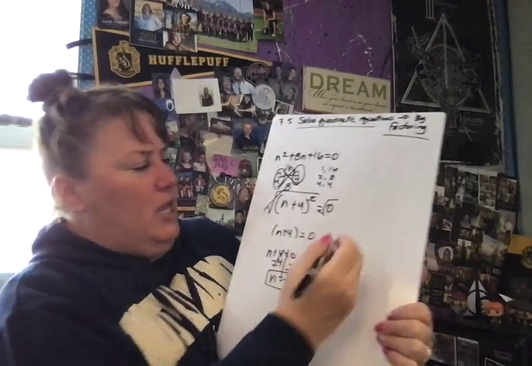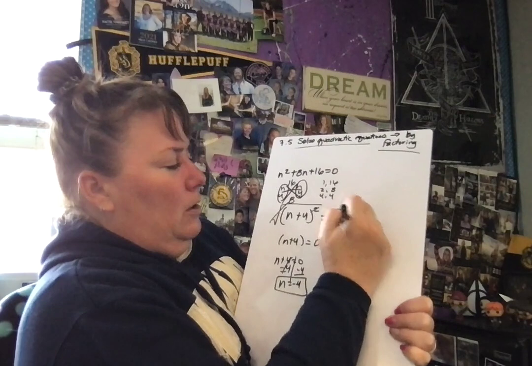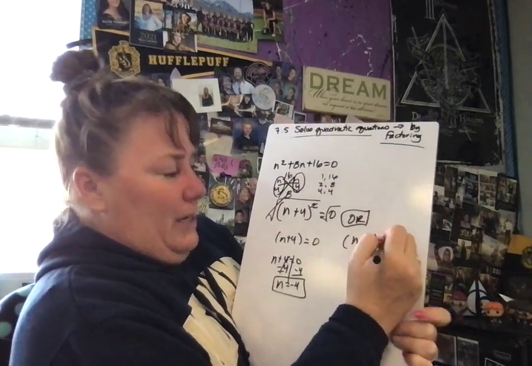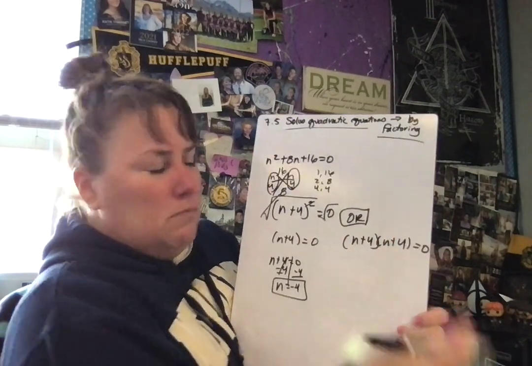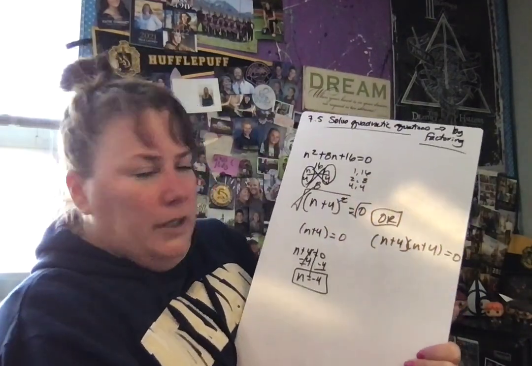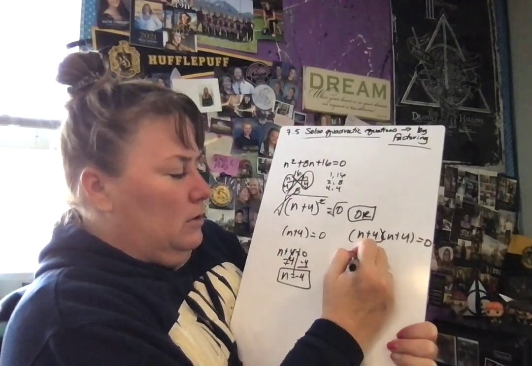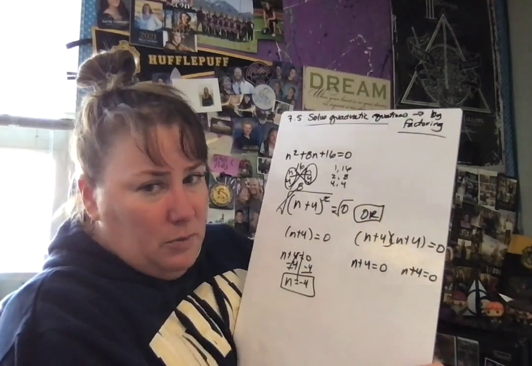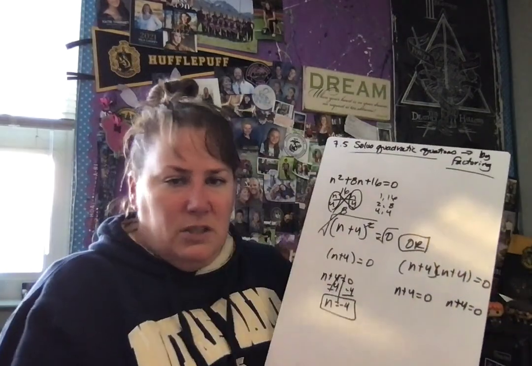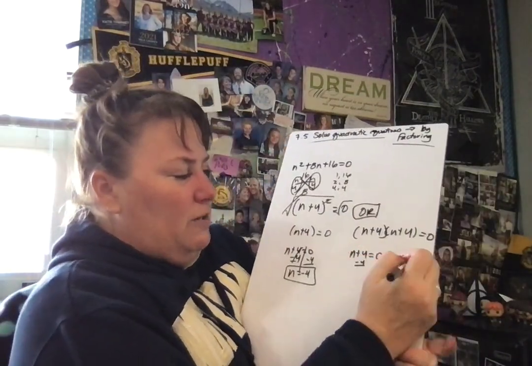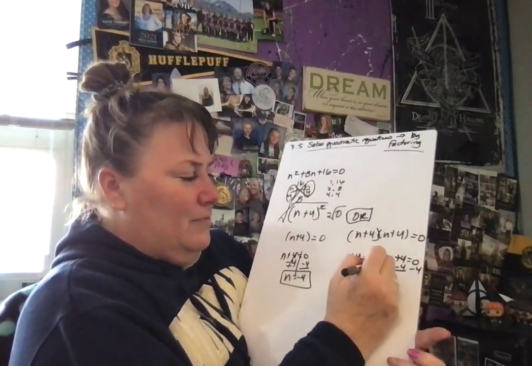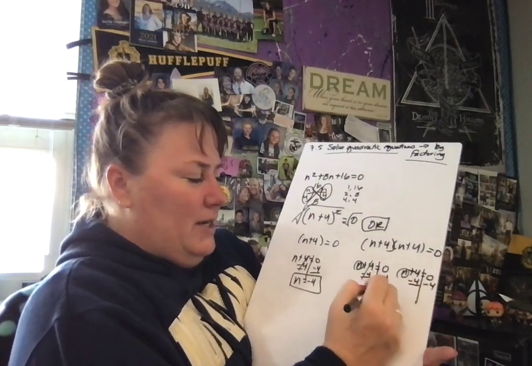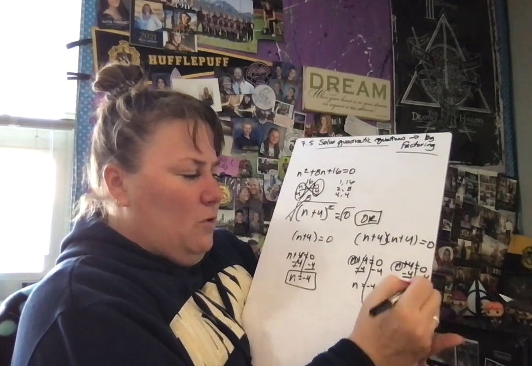Here's the other way. If you would have just written this out as n plus 4 and n plus 4 equals 0, you'd set both equal to 0. But if you haven't caught on yet, it's the same exact binomial. It's n plus 4 is still the same as n plus 4. So subtract 4. So you have n equals negative 4 and n equals negative 4.